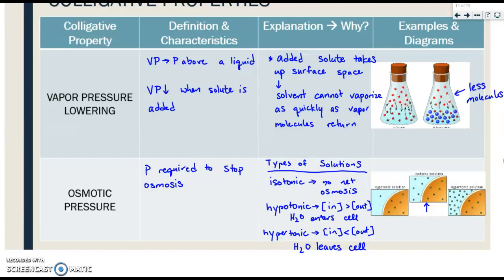Hypotonic, the concentration inside the cell is greater than the concentration outside, so water will go into the cell and it could burst. And hypertonic is the opposite, so water leaves the cell and causes it to shrivel. This is actually what happens to slugs when you pour salt on them.